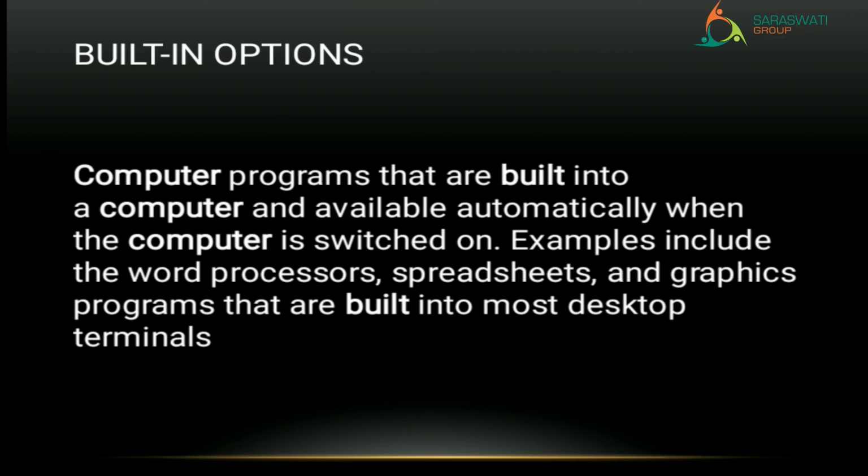They are already inside the computer from before. Right? So the things or the options which are available in the computer from the beginning are known as built-in options. Right? Examples include the word processor, spreadsheet, and graphic programs that are built into most desktop terminals. Right? Word processing software, which we have seen already, animation software, or you can say spreadsheet software, they all are already available in the computer, and when you switch on the computer it is ready to work, right? So they are considered as what? Built-in options. Clear? Let's go to the next.